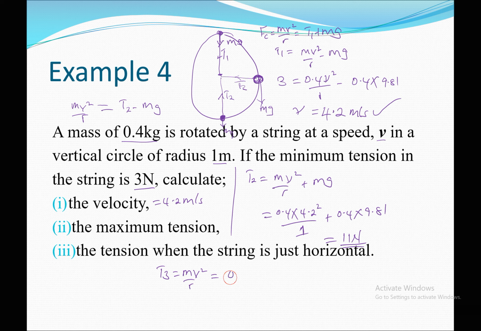So T3 is going to be 0.4 times 4.2 squared over 1. I'm saying T3 is in the horizontal where the weight has no effect. So T3 is 0.4 times 4.2 squared, which is 7.0 or 7.1 newtons. So that will be the tension. I think that is true for example number 4.